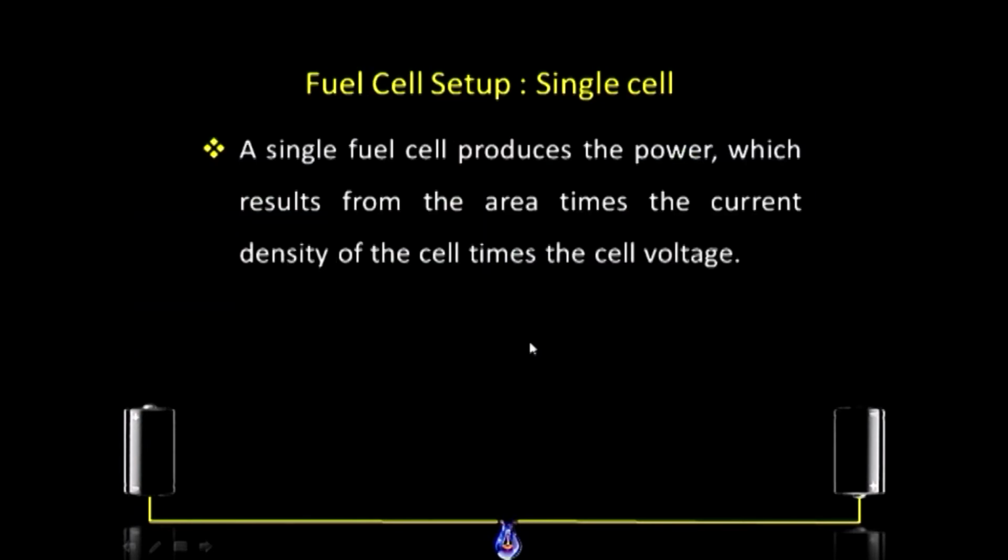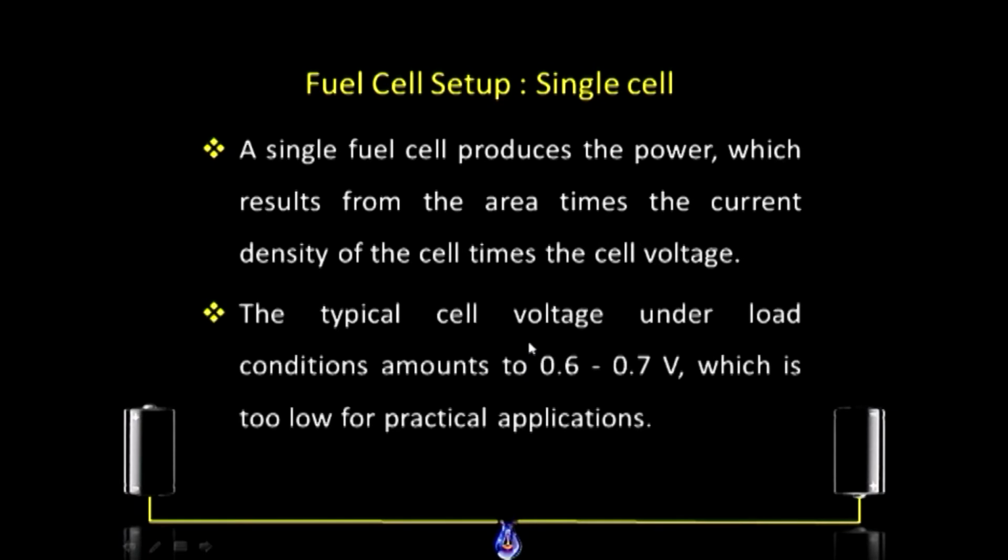A single fuel cell produces power which results from the area times the current density of the cell times the cell voltage. That is, power is equal to the area multiplied by the current density multiplied by the cell voltage of that particular cell. The typical cell voltage under load conditions, as I have already told in the last slide, is approximately 0.6 to 0.7 volts, which is too low for practical applications. And hence we use different fuel cells in a stack.